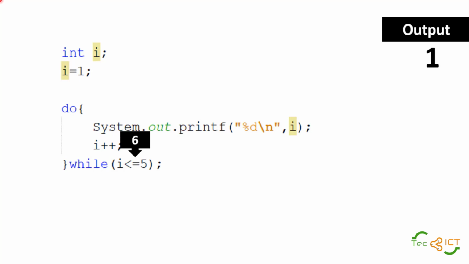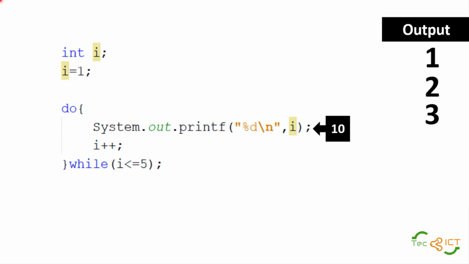Then the program checks the condition. 2 less than or equal 5 is true. Then the loop is executed. The print statement prints I as 2. Then I is increased by 1. Now I is 3. 3 less than or equal 5 is true.